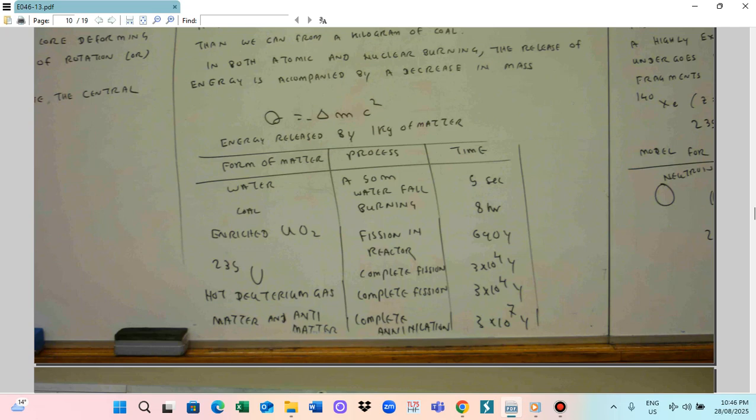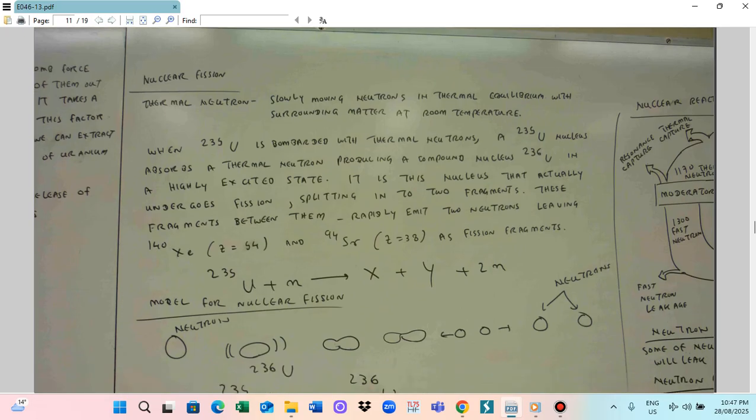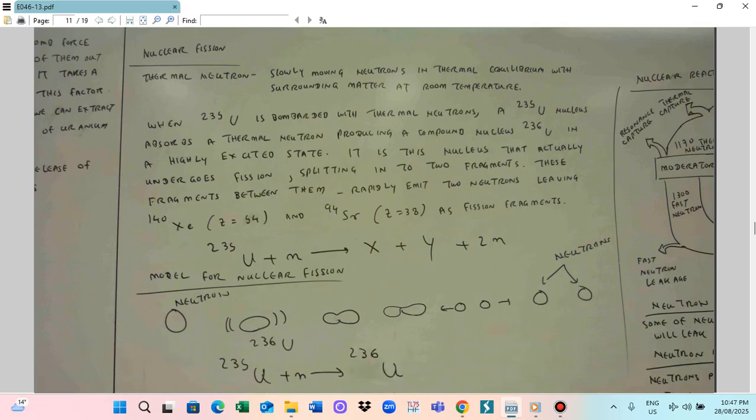Okay, the next topic is nuclear fission. Normally it's thermal neutrons. Thermal neutrons are very slowly moving neutrons. They are in a thermal equilibrium state, normally very slowly moving, at room temperature. When those neutrons are colliding, the nucleus absorbs the thermal neutron. When the nucleus absorbs the thermal neutron, it can produce a highly excited nucleus.